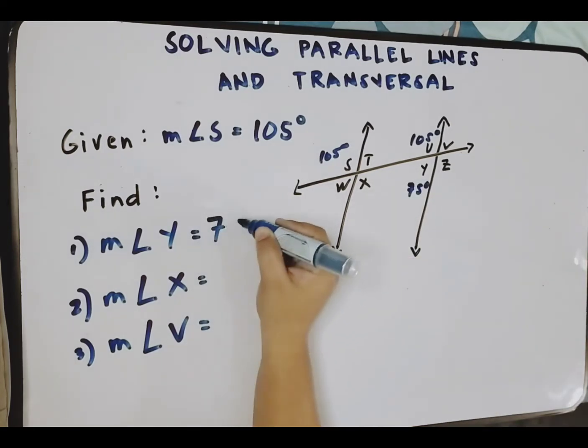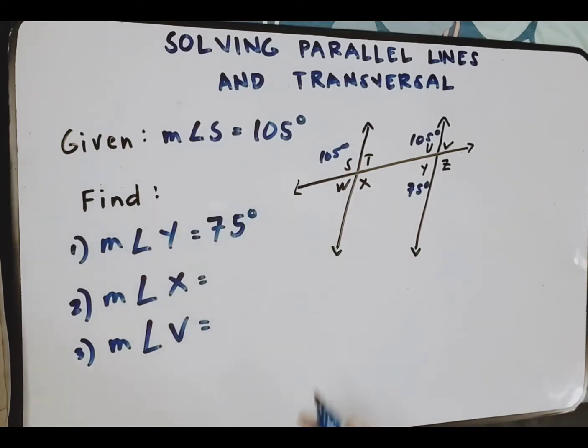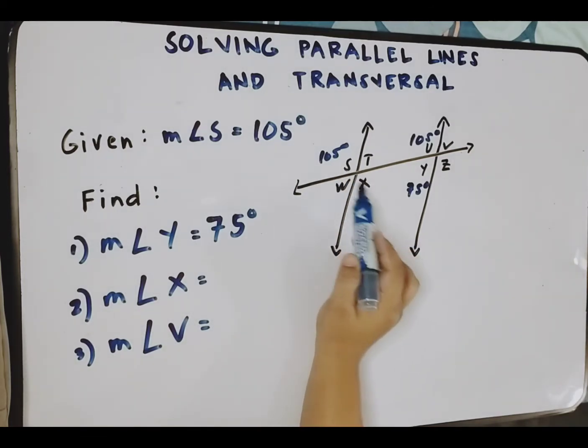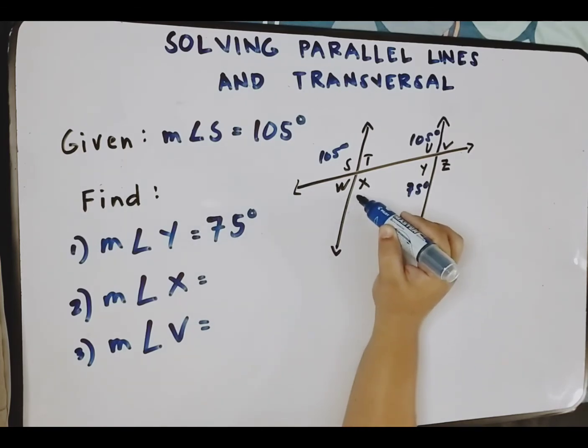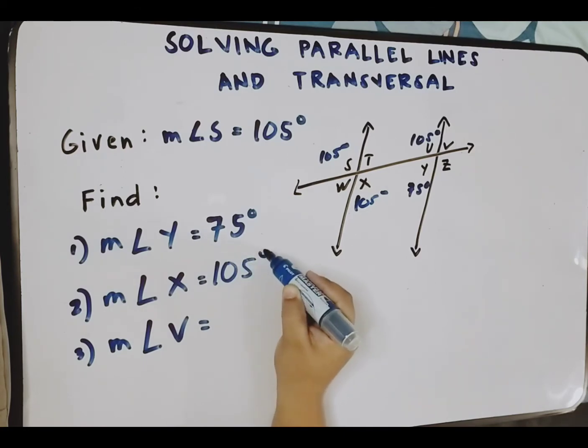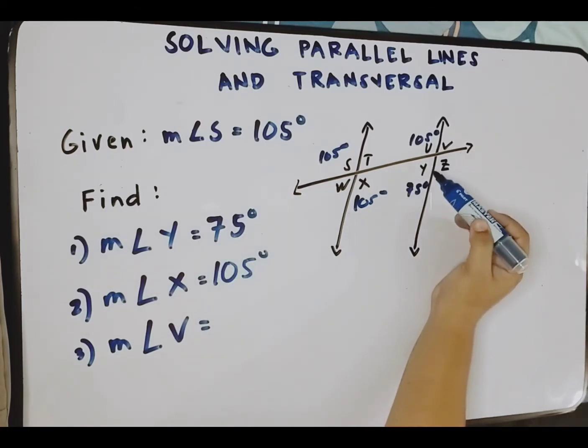So, angle Y rather is equal to 75 degrees. Angle X, since S and X are vertical angles, they are congruent. So it is 105 degrees also. Angle V is actually a vertical angle of angle Y.